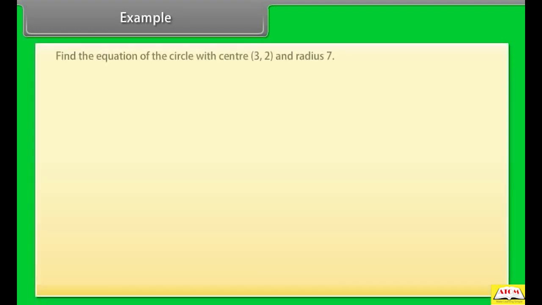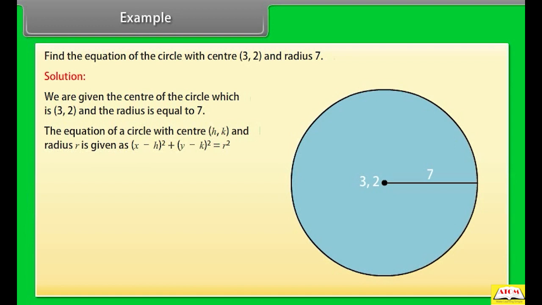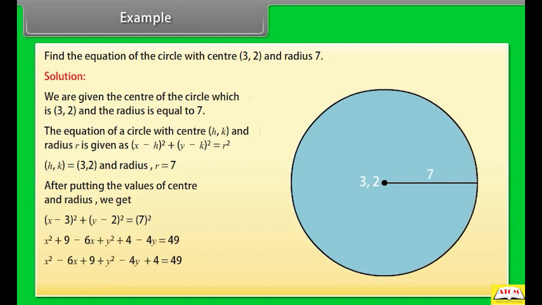Example. Find the equation of the circle with center (3, 2) and radius 7. Solution. We are given the center of the circle, which is (3, 2), and the radius is equal to 7. The equation of a circle with center (h, k) and radius r is given as (x - h)^2 + (y - k)^2 = r^2. h and k are equal to 3 and 2, and radius r is equal to 7. After putting the values of center and radius, we get (x - 3)^2 + (y - 2)^2 = 7^2. By calculating it, we get x^2 + y^2 - 6x - 4y = 36.